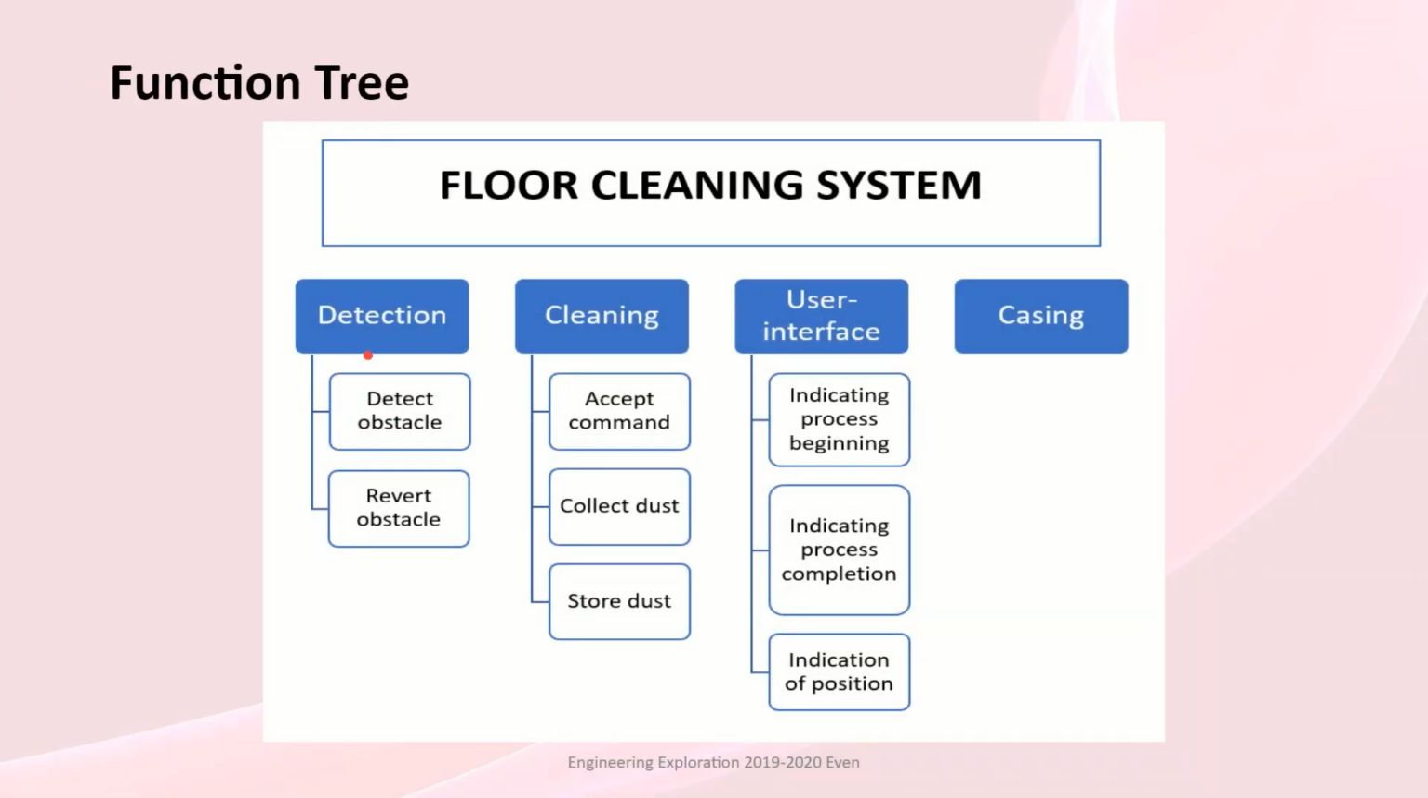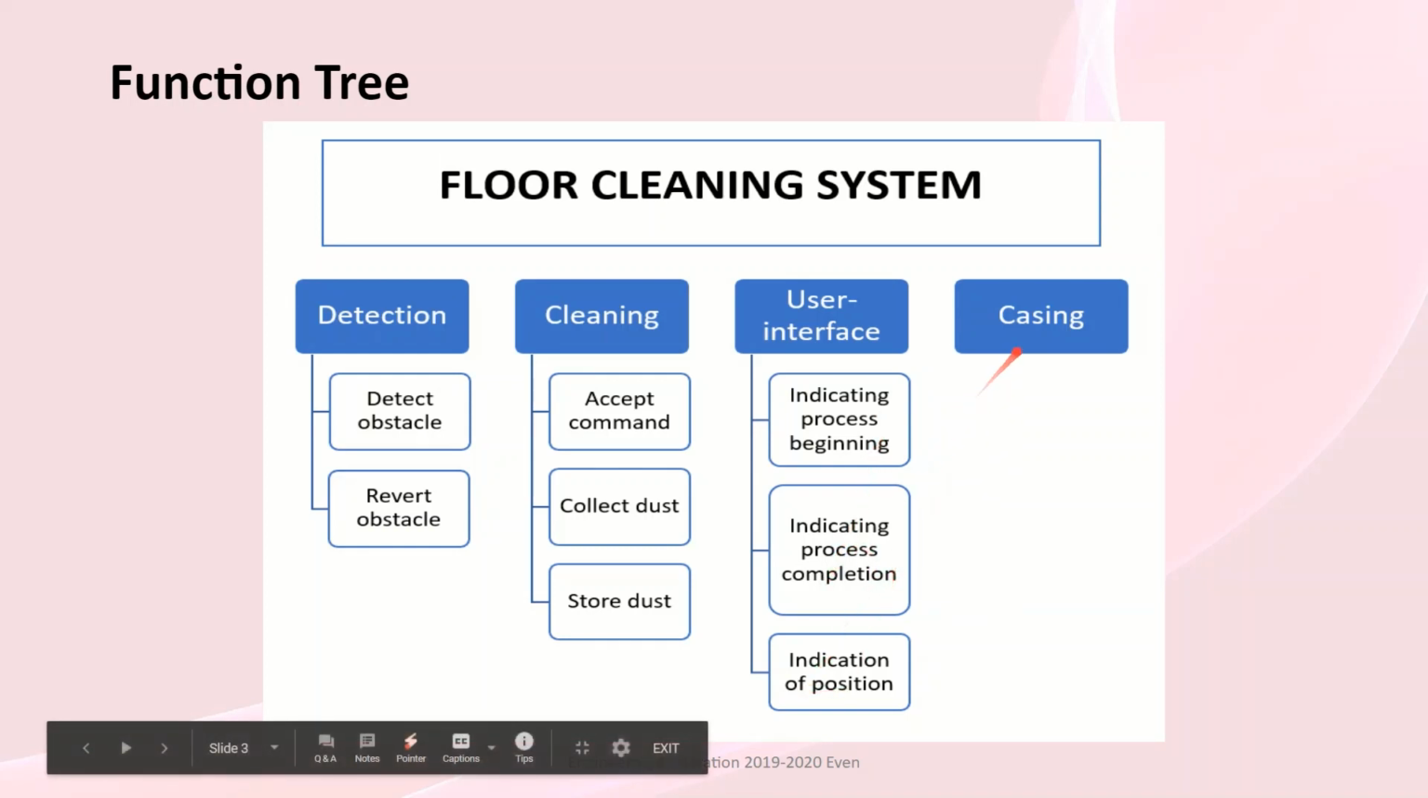This is a function tree. We could mainly identify 4 functions, that is detection, cleaning, user interface and casing. Under detection there are 2 functions: detect obstacle and revert obstacle. Under cleaning there are 3: accept command, collect dust, store dust. Under user interface there are 3: indicating process beginning, indicating process completion, and indication of position. Casing is the outer covering of the bot, and it is itself a function.